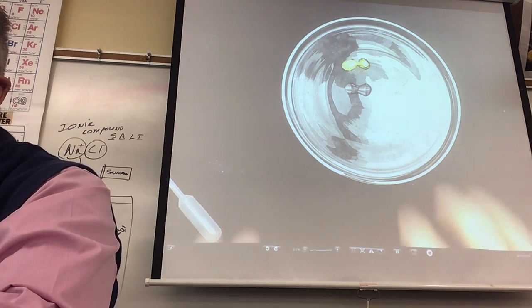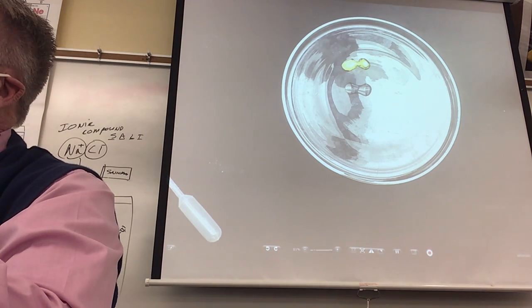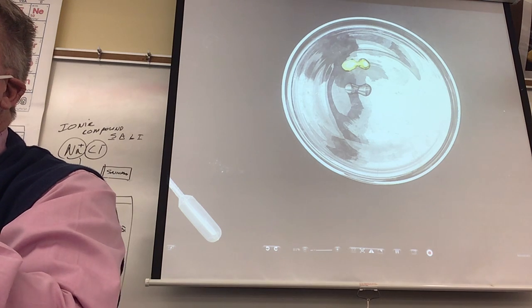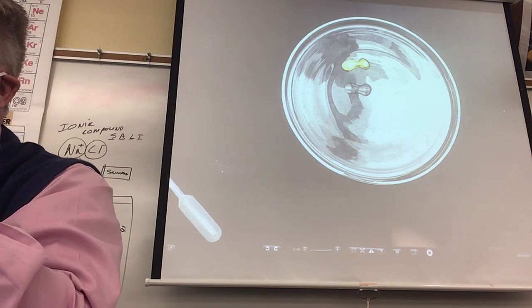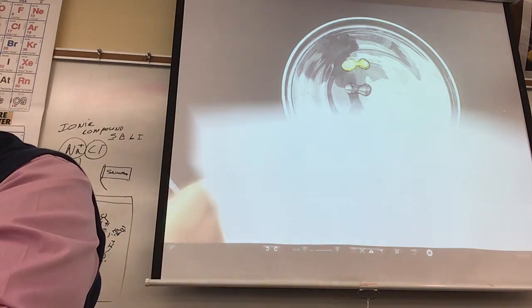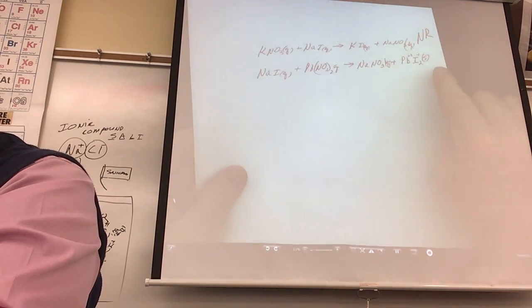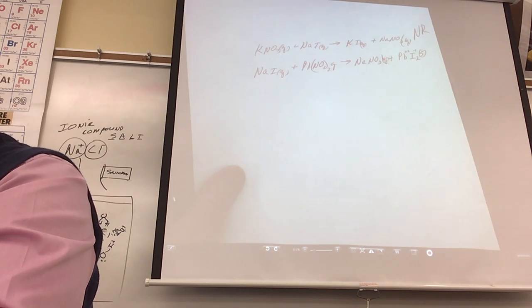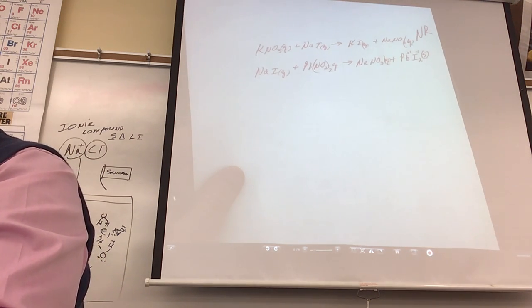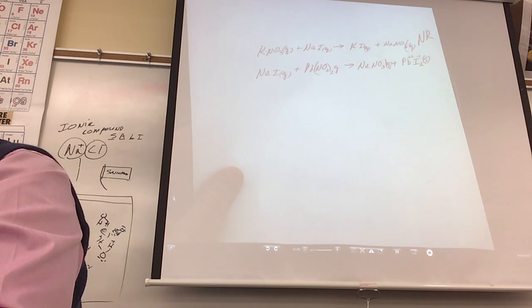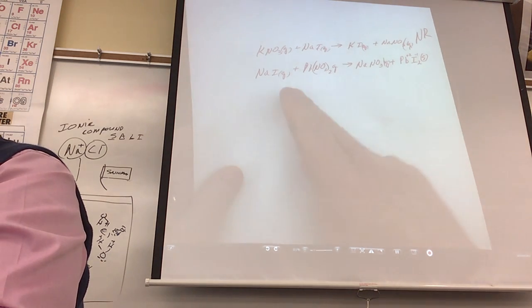Now, this is a double replacement reaction, but there's another name for this kind of double replacement because of the formation of a solid. What do you call an insoluble product? What's the name of that? I always ask that on the test. Precipitate. This is called a precipitation reaction. It's also a double replacement reaction, isn't it? Is this double replacement? Yes.